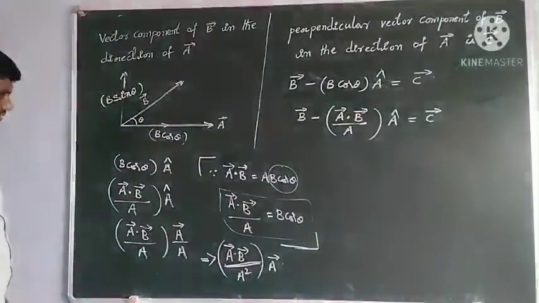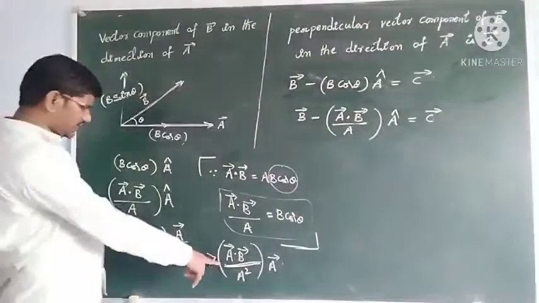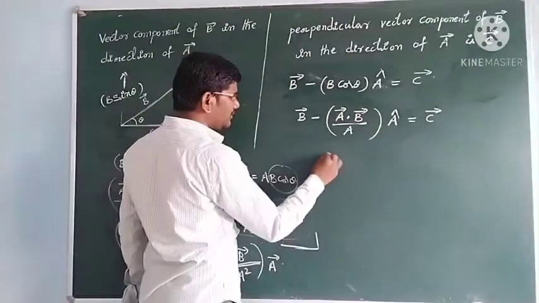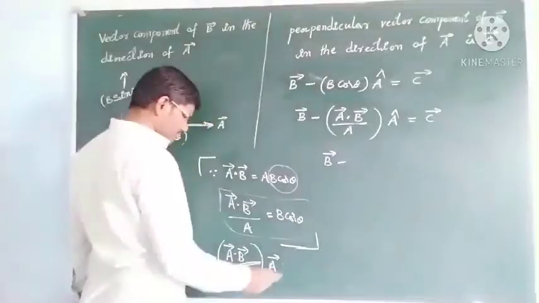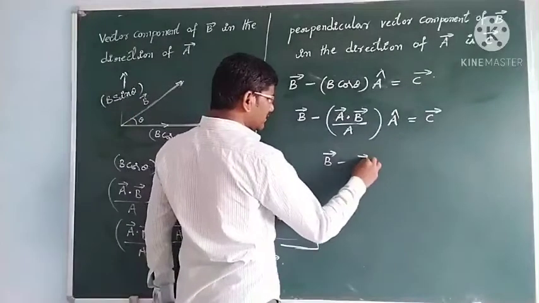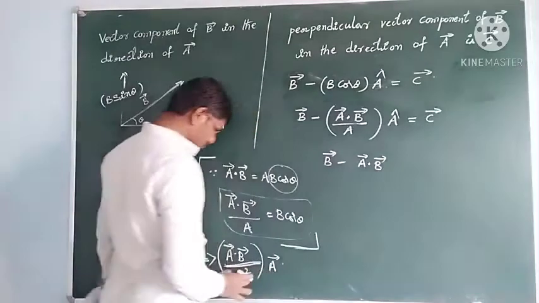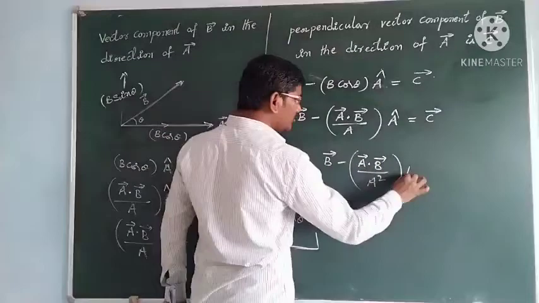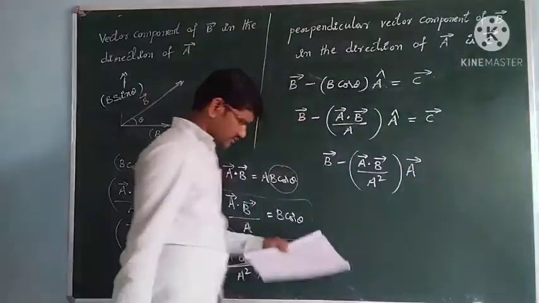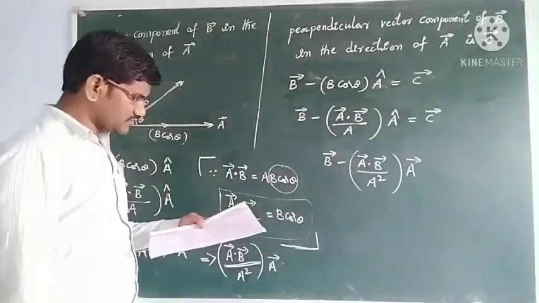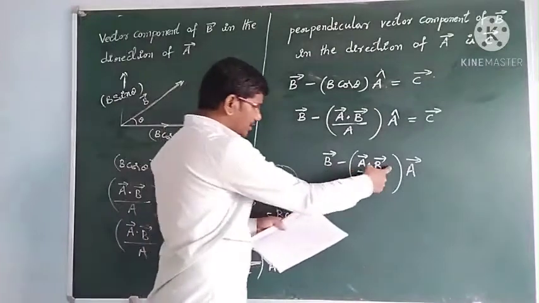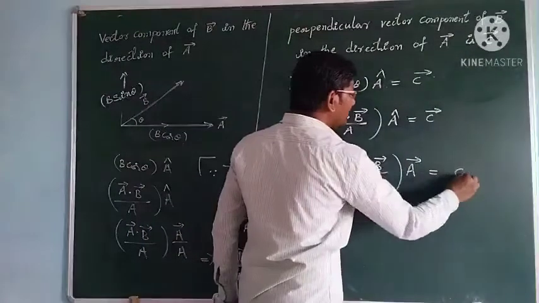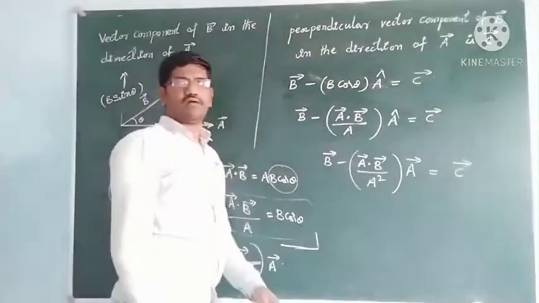Okay students, so that we have already found its value. So that is how much? B bar minus A bar dot B bar by A square into A bar. So B bar minus the dot product of two vectors by A square into A bar. This is the perpendicular component. You have to do it like that.